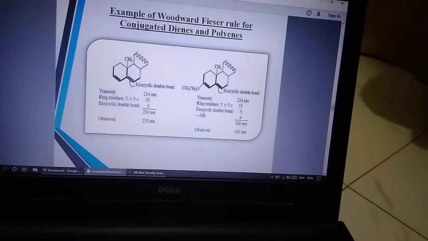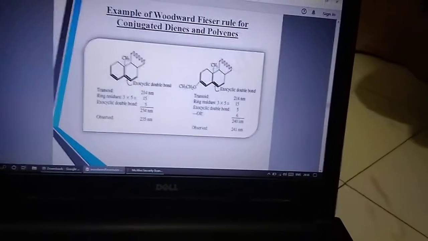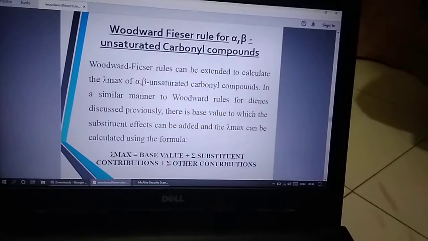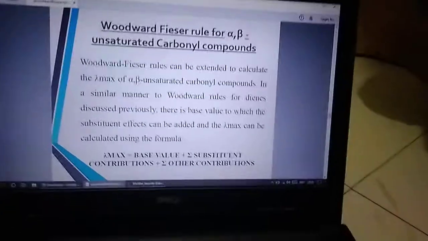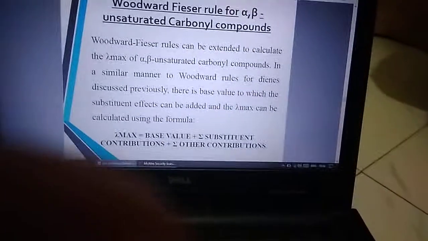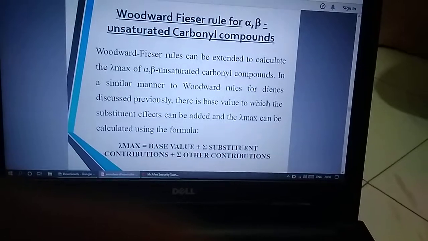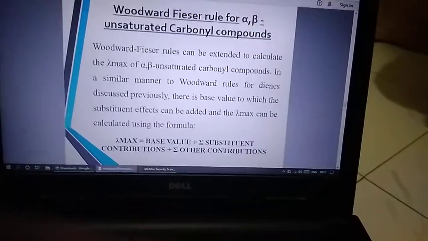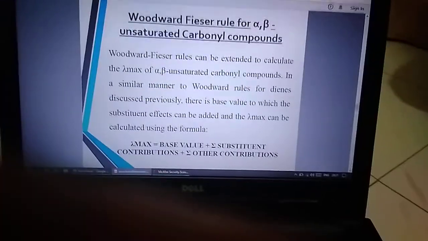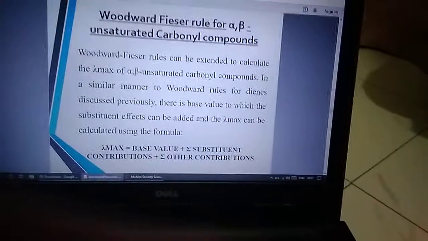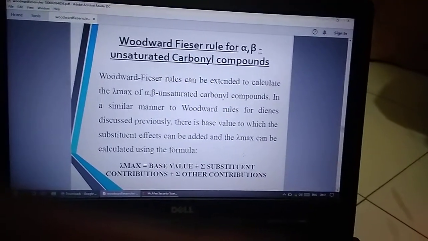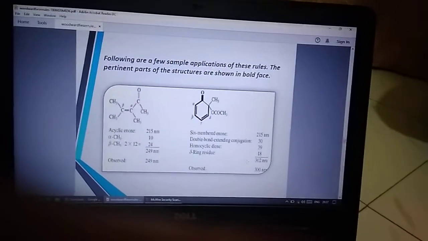So total 240 nanometers with the help of the Woodward-Fieser rule, isn't it? And the observed value is 241 nanometers. The Woodward-Fieser rules also give the calculation for alpha beta unsaturated carbonyl compounds. Till now we have seen the conjugated dienes, so next we are going to see the alpha beta unsaturated carbonyl compounds. In this case also you can calculate in a similar way, just like the previous compounds.